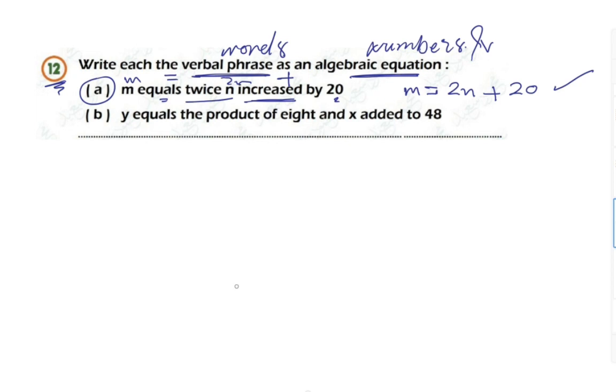Finished. Point B, y equals the product of 8 and x. 8 and x. 8x added to, plus 48. y equals 8x plus 48. This is the right equation.